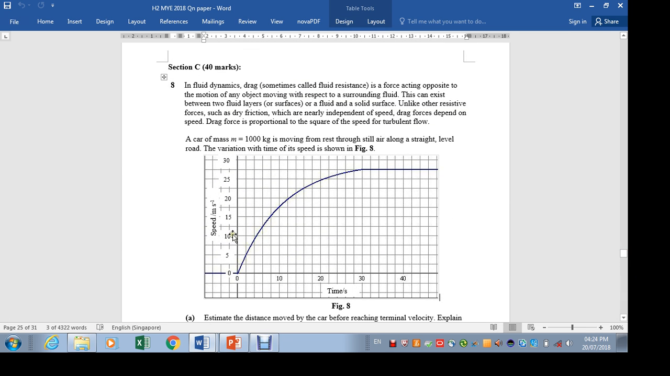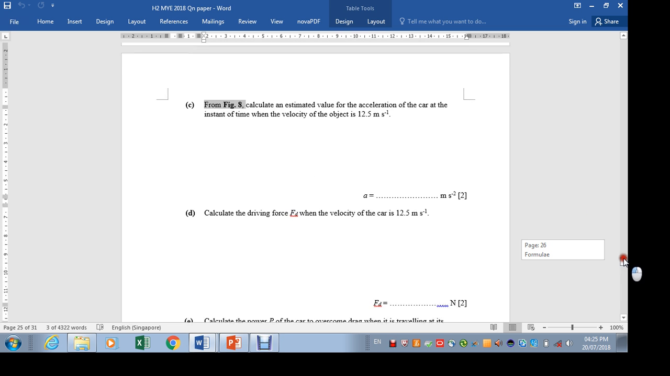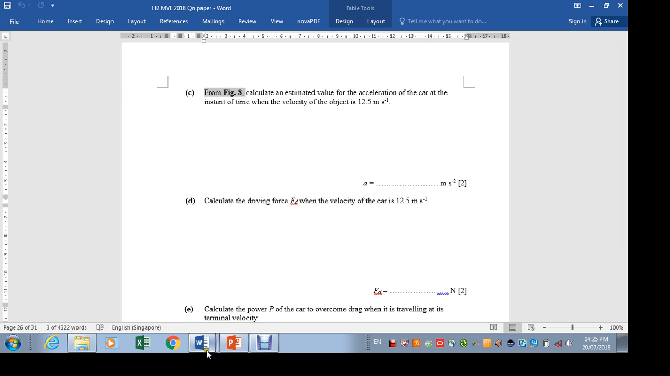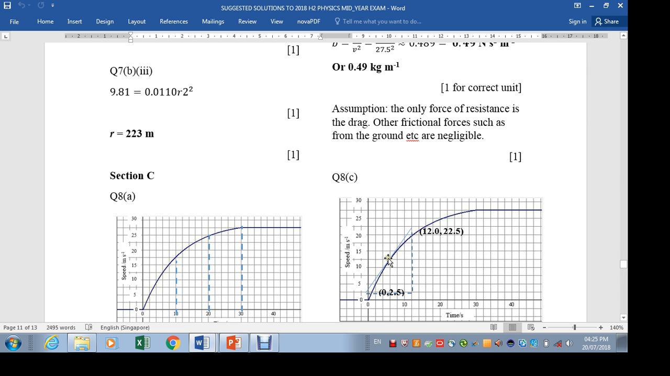So this is 10. Can you see my cursor? This is 10, this is 15, it must be around here, right? And you want the acceleration. If you're given a velocity or speed-time graph, the acceleration is essentially the gradient. So here, just draw the gradient, you should have the answer. This is not that bad an issue.